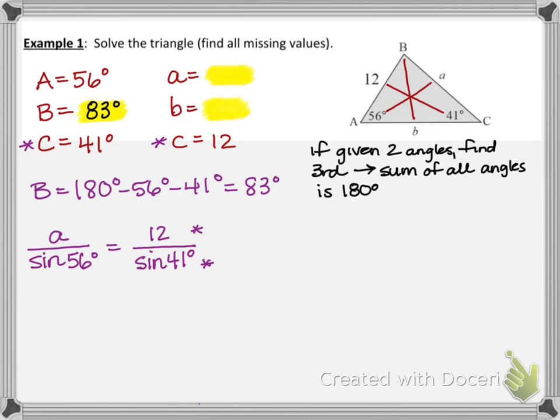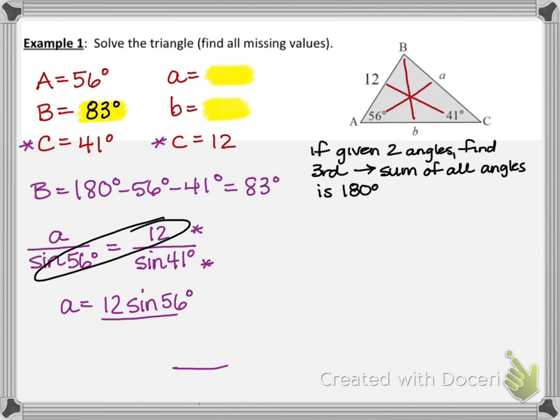So now I'm able to solve this equation. Okay? So what I'm going to do, I have a proportion. I cross multiply and divide to be able to solve and isolate my a. So what I do is I cross multiply first, those two values, and then I'm going to divide by the last value of sine 41. So a will just be 12 times the sine of 56 degrees. Don't forget to put your degree symbols always. And I'm going to divide by sine of 41 degrees.